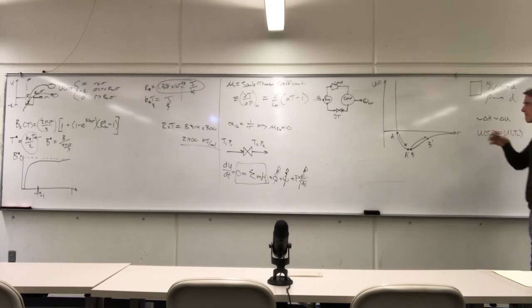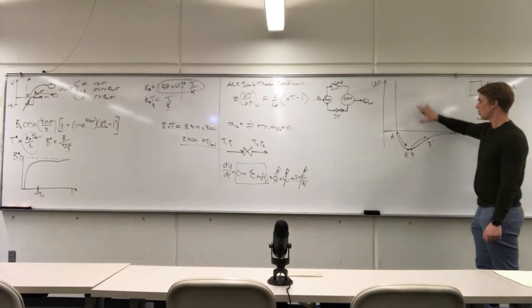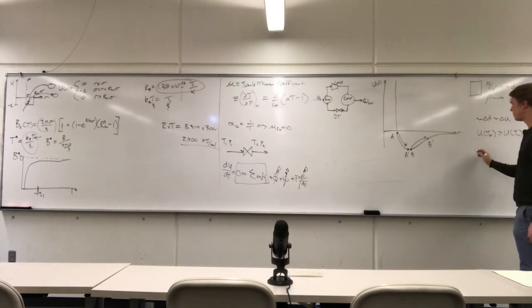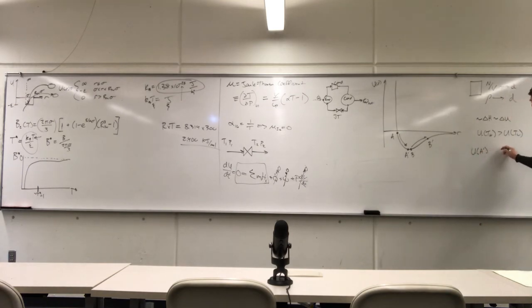So, when we look at this system here, when we go from A to A prime, is U of A prime greater or smaller than U of A?